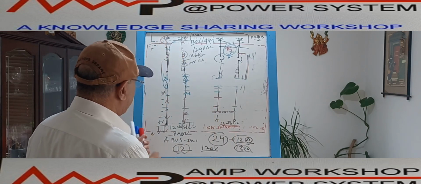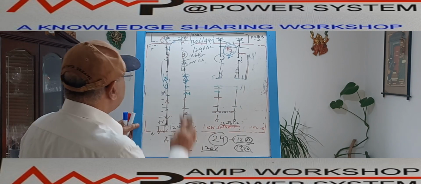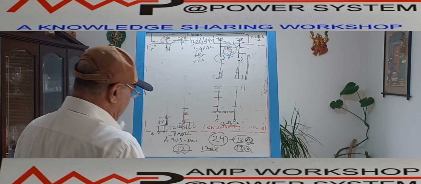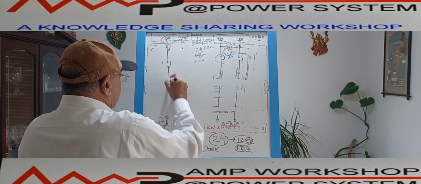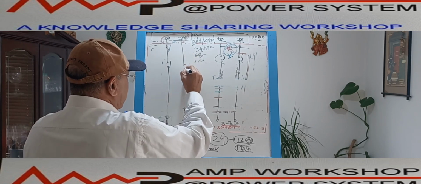What will happen in this case? How will we do that? You see here, I am deleting this and redrawing it again. Okay, so this is our MCB. This is our MCB. 2 MCBs over here.